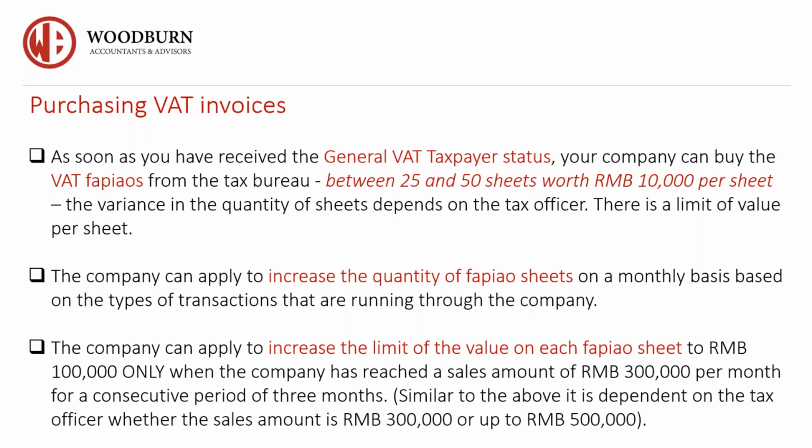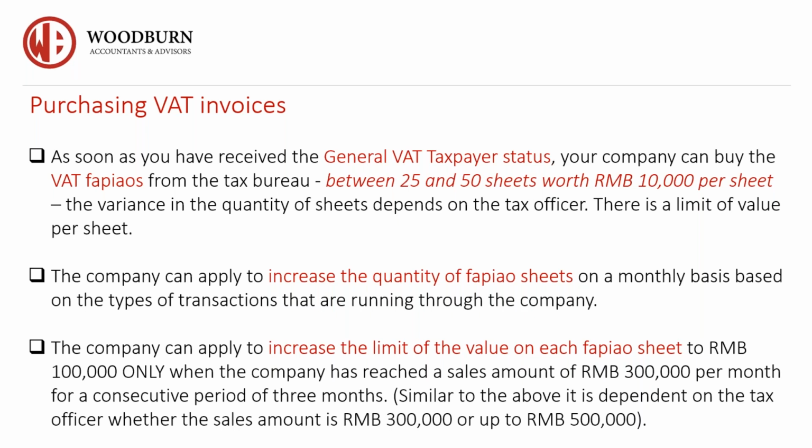If you are a small scale taxpayer and the number of transactions is minimal, then they are going to allocate you a booklet of sheets that is between 25 and 50 sheets. Each sheet is worth 10,000 renminbi, which means if you're going to have a transaction that is 11,500 renminbi, you're going to issue 2 sheets, one for, let's say, 9,999, and the next sheet with the remaining amount. You will be issuing 2 sheets, okay? If your transaction value is higher, let's say 90,000, you will be issuing 9 sheets, okay?